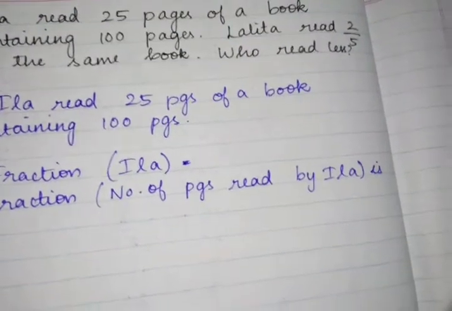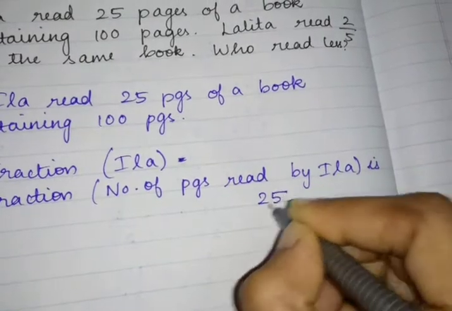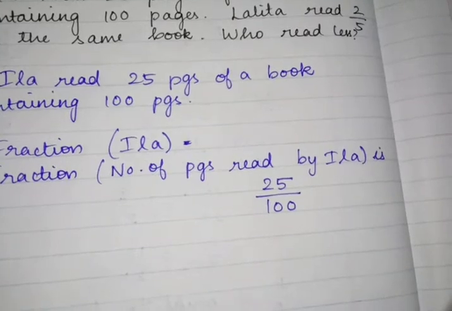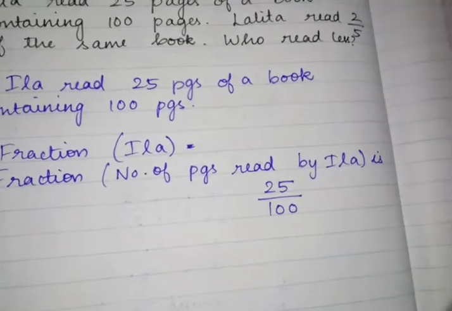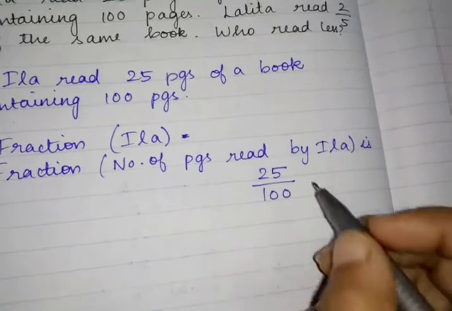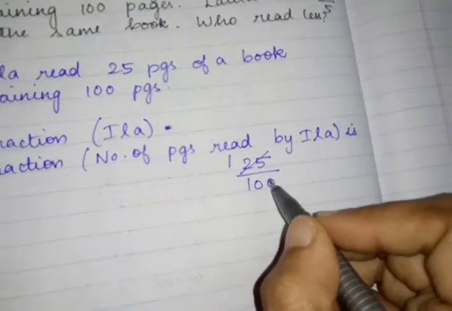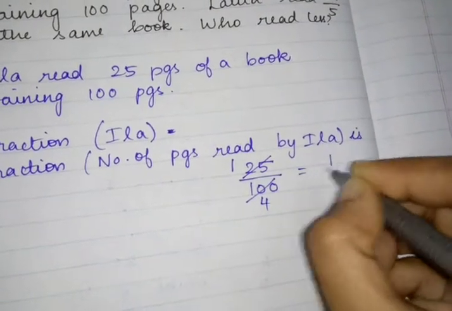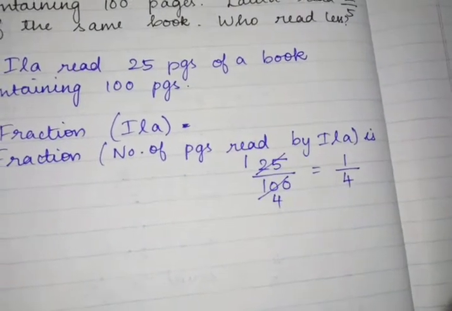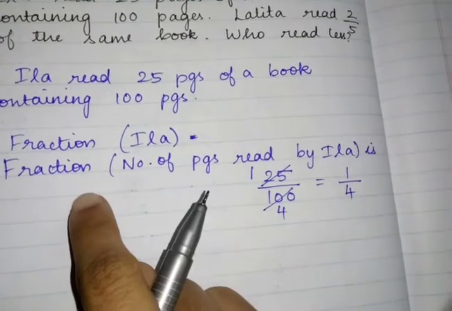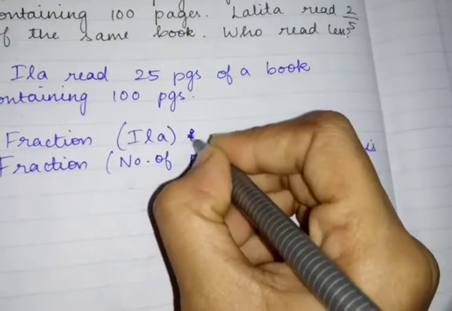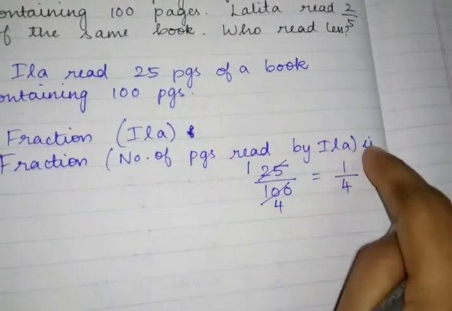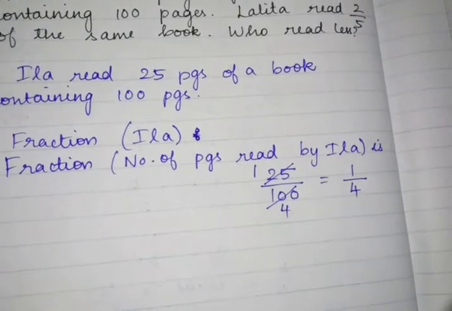So now how many pages has she read? 25 pages out of 100 pages. So this is the fraction you will get. Now can we cancel this? Yes, obviously we can cancel. 25 ones are 25, 25 fours are 100. So what is the simplest form of the fraction? 1 by 4. The fraction of the number of pages read by Ila is 25 by 100, and I am just cancelling it out.